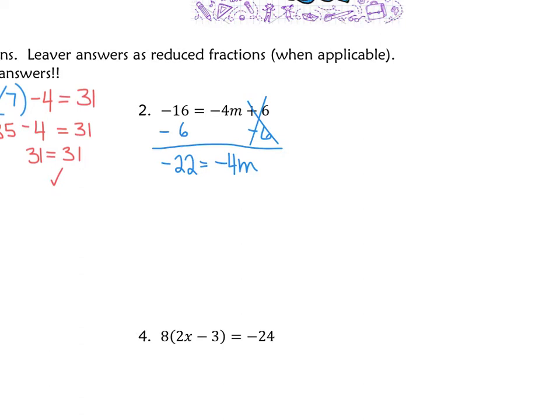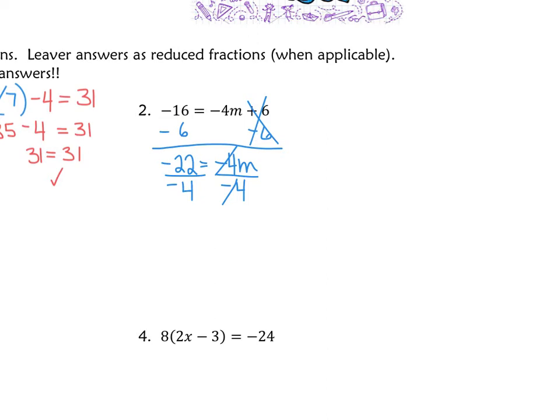Whatever you do to one side, if you add some weight to the left, you're going to have to counteract that by adding some weight to the right. All right, so now we have negative 22 equals negative 4m. We want the m by itself. Remember, our goal when solving equations is to isolate the variable, get it by itself. And so if the variable is being multiplied by negative 4, we divide by negative 4.